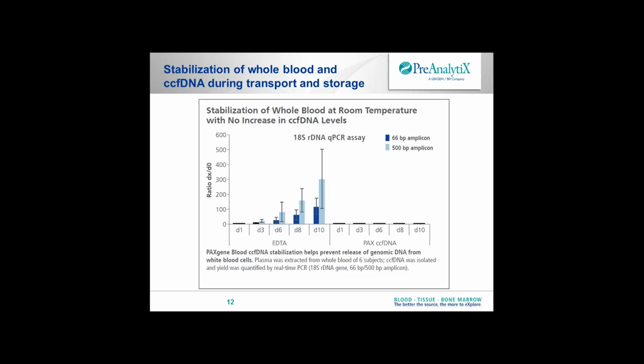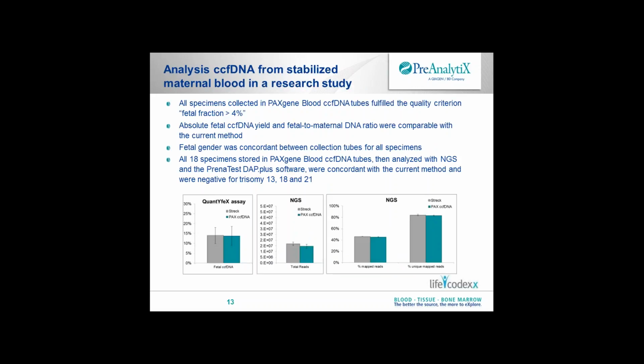Okay, so this is PCR, and of course I know that many of you now use NGS as a downstream, and therefore we started a collaboration with the company LifeCodec, very good partners of ours, and started together a research study with maternal blood. We collected 18 specimens of maternal blood; in parallel the STRECK tube and our tube were drawn one after the other in the doctor's office. The blood was shipped to LifeCodec, and they isolated the plasma and the ccfDNA from this plasma, and then compared the two sample types, STRECK and PAXgene.